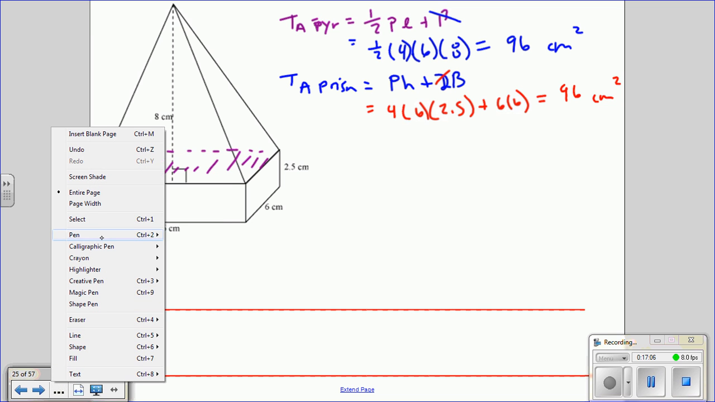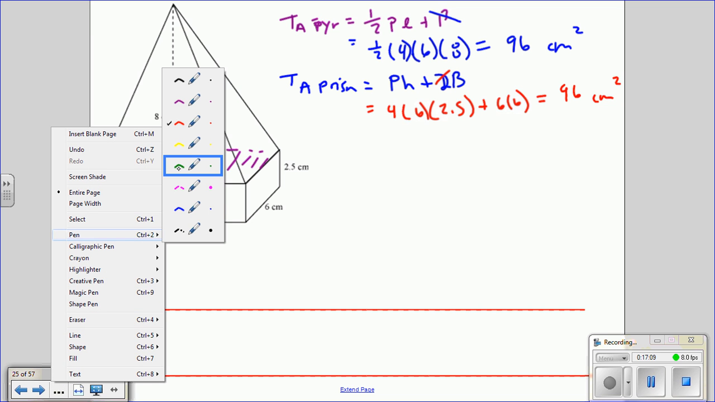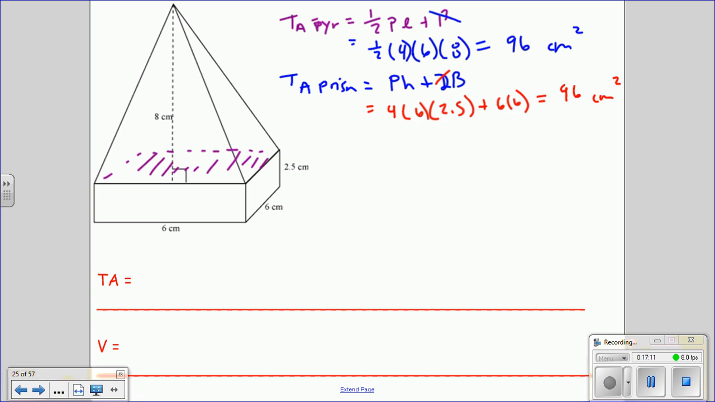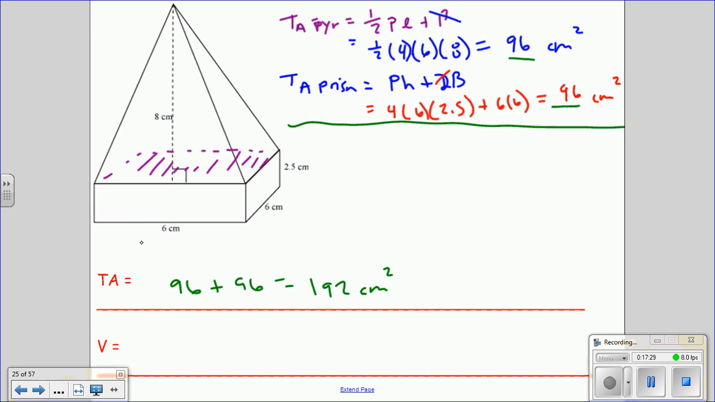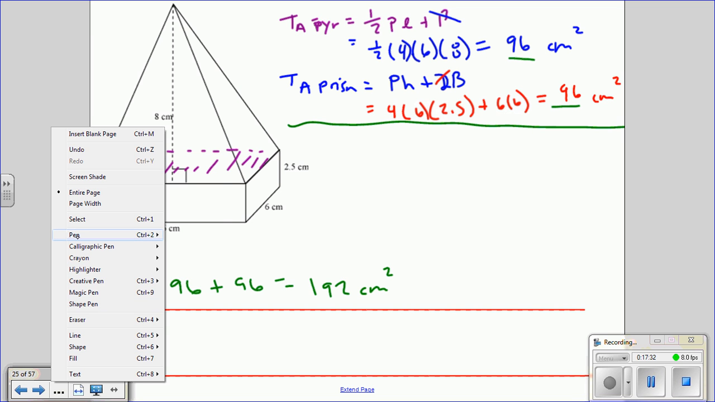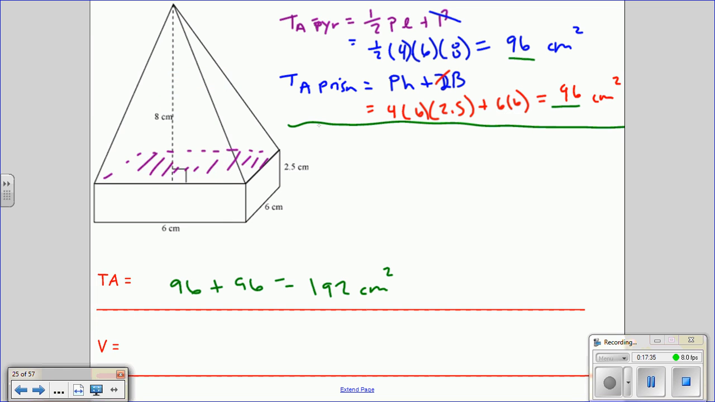So thankfully there's no other subtractions to take care of in this problem, so all we're going to do is add 96 and 96 to get the total area of the composite. 96 times 2 is 192. So 192 centimeters squared. Now for volume. The volume for the pyramid, the formula is 1/3 BH.